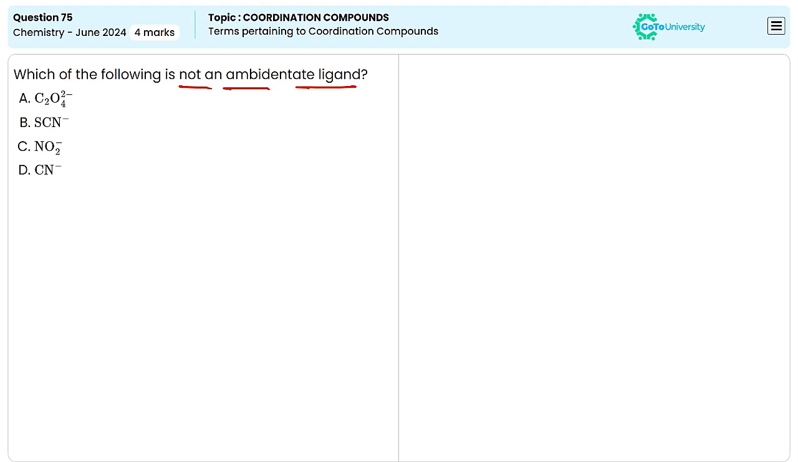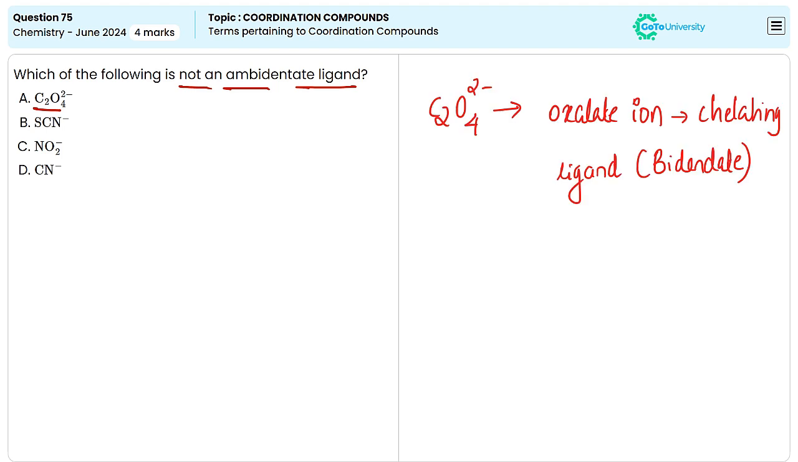The first one is given as oxalate ion or C2O4 2 minus ion. This is a type of bidentate ligand because oxalate ion can use two electron pairs to make a bond with the central metal atom and they will form a ring structure. So they are known as chelating ligand or bidentate ligand. This is an example for a type of polydentate ligand. So this is not an ambidentate ligand. Instead, they are chelating ligand or bidentate ligand.